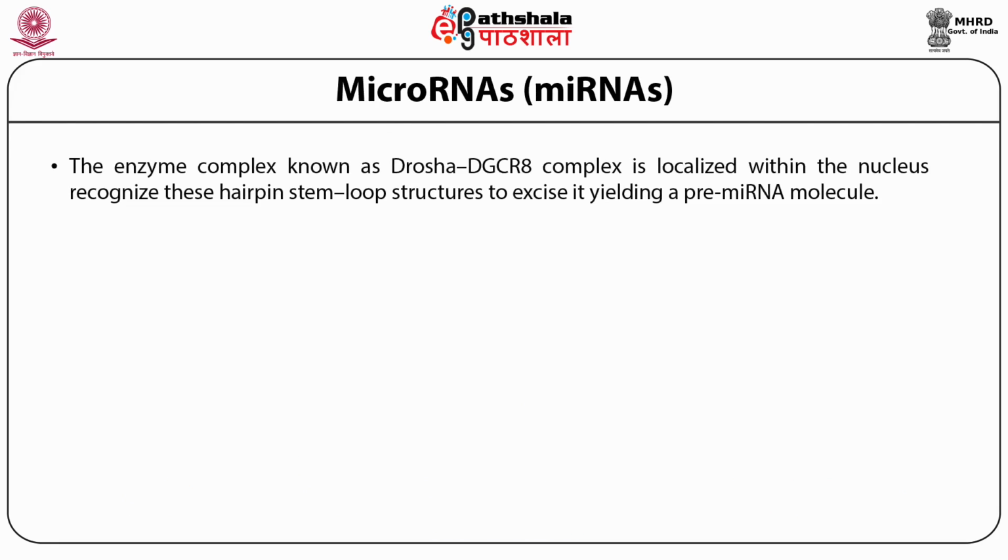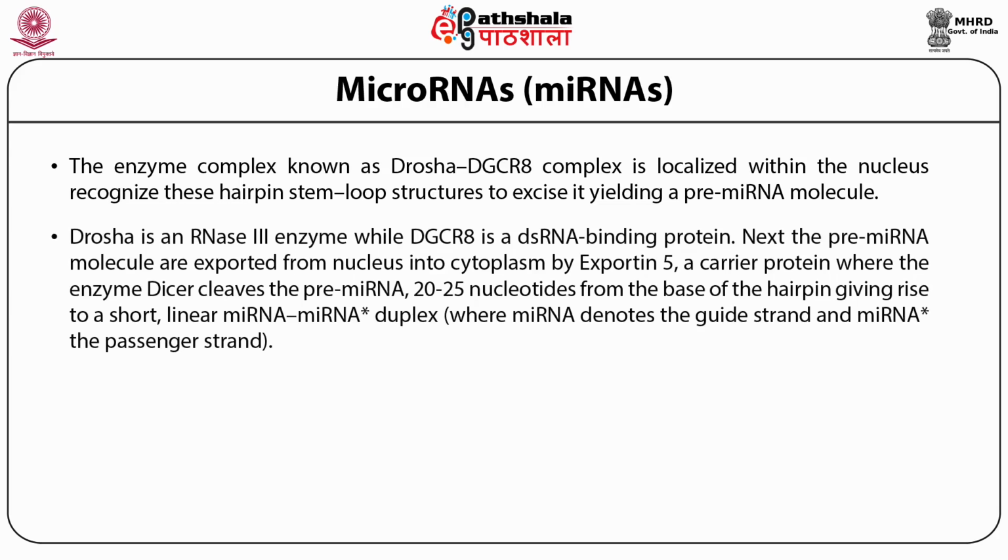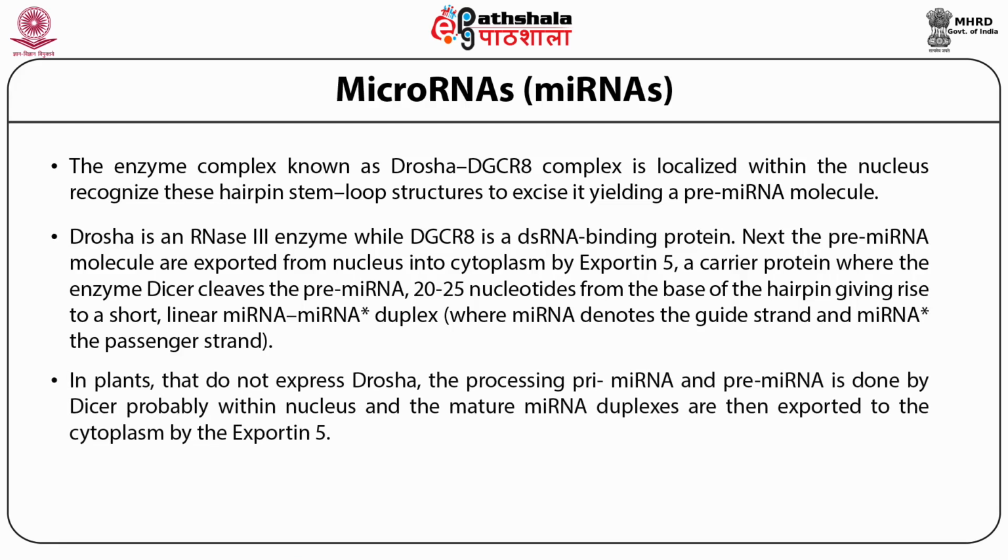The enzyme complex known as DROSHA DGCR8 is localized within the nucleus, and that is why it is able to recognize the hairpin loop structures which help them to process the primary miRNAs into the pre-miRNA molecules. The DROSHA is an RNase 3 enzyme, while DGCR8 is a double-strand RNA binding protein. In plants that do not express DROSHA, the processing of primary microRNA and pre-microRNA is done by DICER, probably within the nucleus, and the mature microRNA duplexes are then transported to the cytoplasm by the protein Exportin 5.